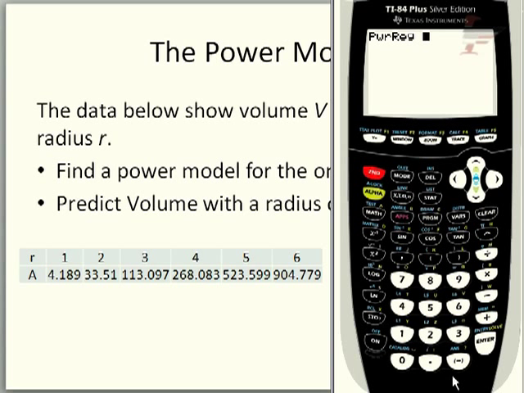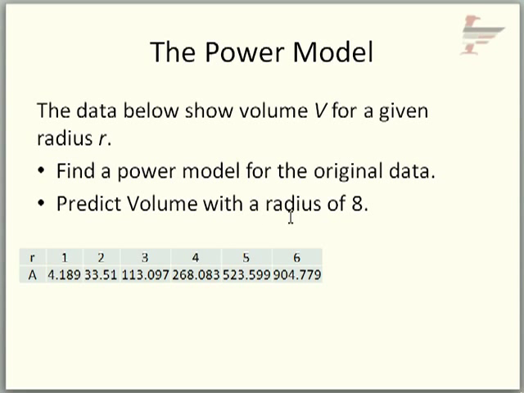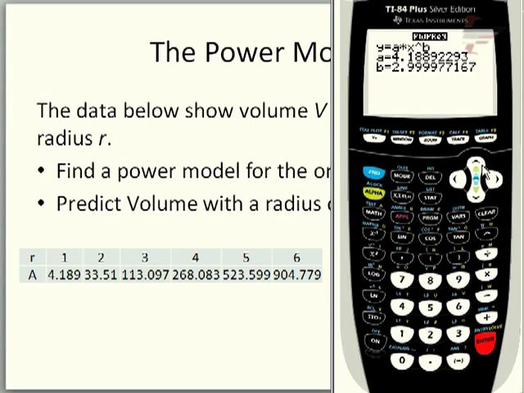And we want power regression with list 1 as the x variable and list 2 as the y variable. Tap enter, and there we go. Our numbers are stored for us. And if we want to use the power regression equation to predict volume with a radius of 8, all we have to do is plug in 8 for x.